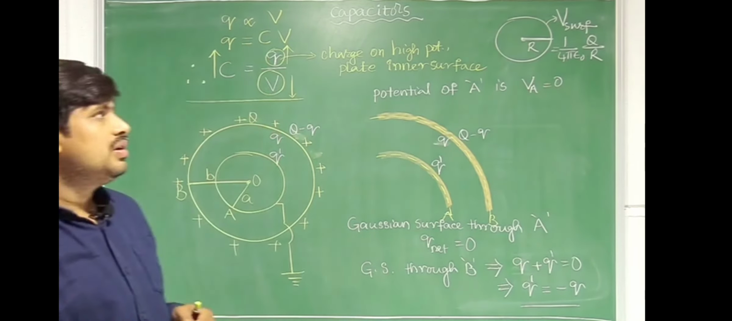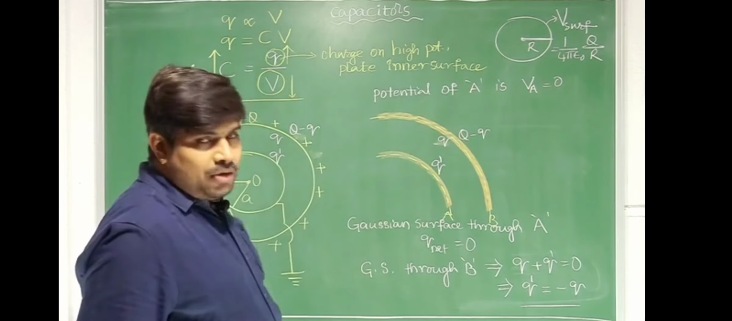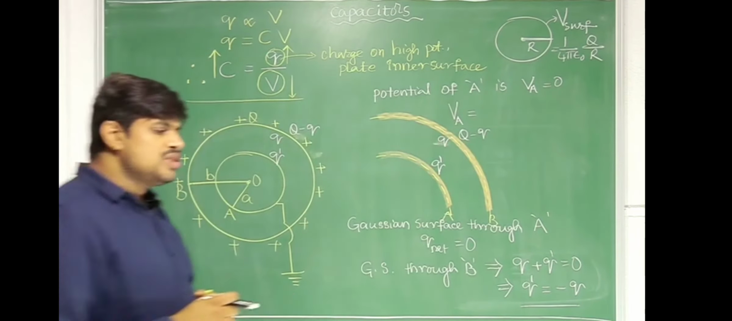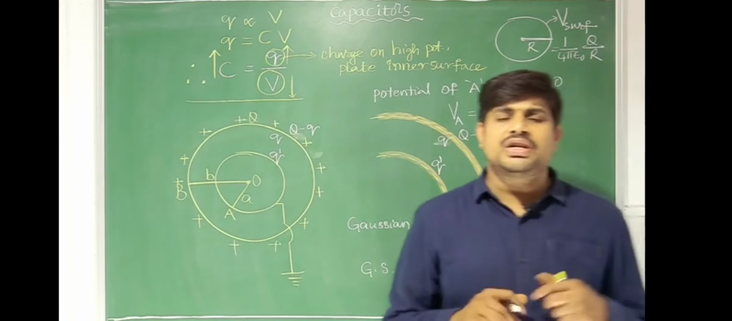That's why potential of ground is said to be 0. So potential of A is 0. If you write potential of A, what will it be due to? Look, beta, what does the potential of anything depend on? Because of its own charge and the charge in its surroundings.